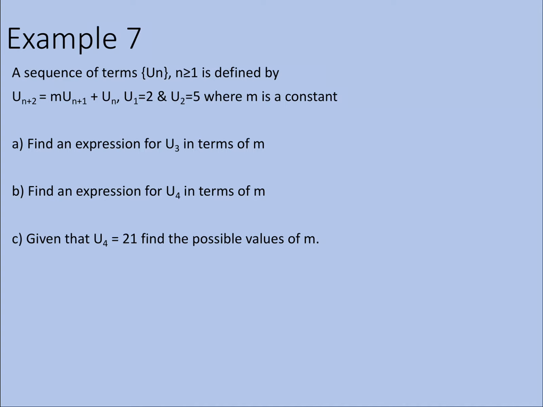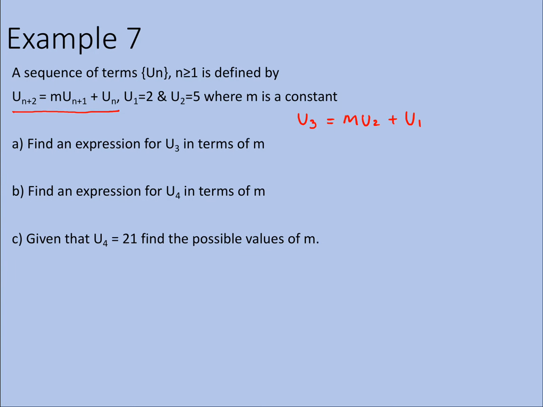Okay, so u3 will be m lots of u2 plus 1 lot of u1. I'm taking that from this recurrence relationship. Again, I'm just subbing in. If that's u3, that must be u2, that must be u1. So we've got values for u2 and u1, we can just put those straight in. So u3 will be m lots of 5, so we call that 5m, plus u1, which is 2. And there we go. So u3 is 5m plus 2.